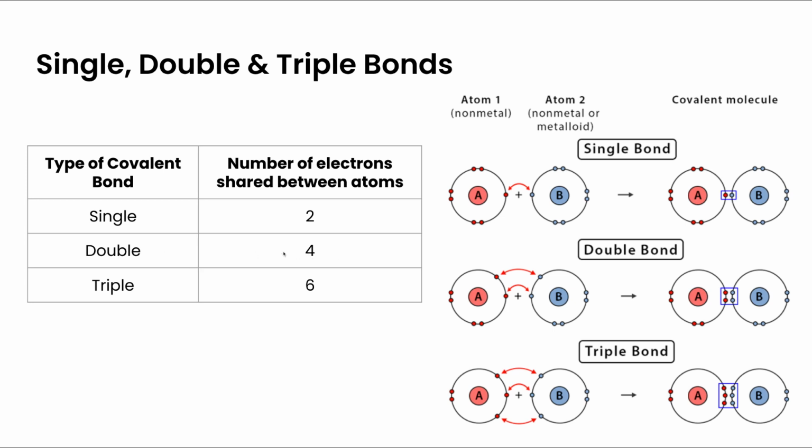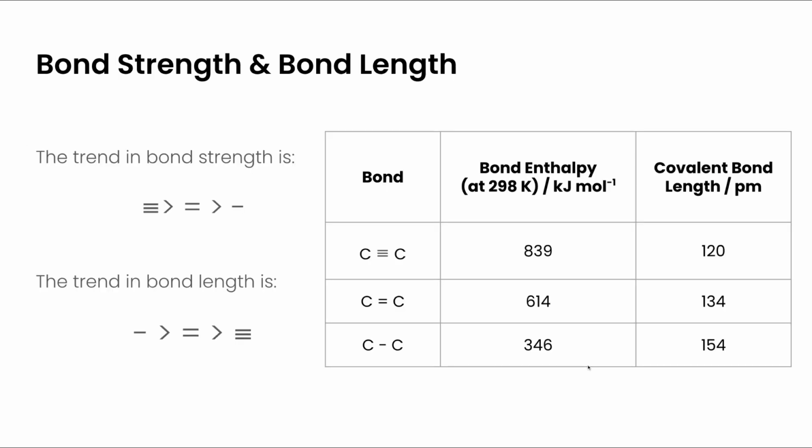For a double bond, it's 4 electrons that are shared between atoms or 2 electron pairs. So coming down to our double bond here, you can see there's 4 electrons shared or 2 pairs. And then a triple bond is made up of 6 electrons or 3 electron pairs. So looking at our triple bond down in this diagram here, you can see 6 electrons and that would make a triple bond.